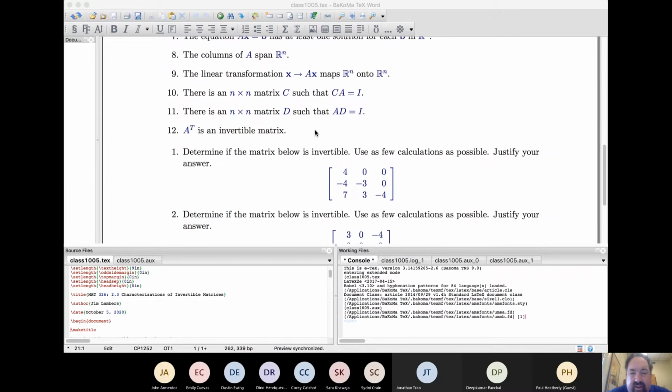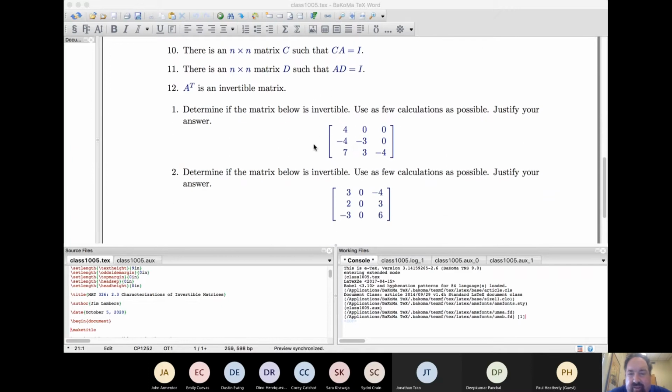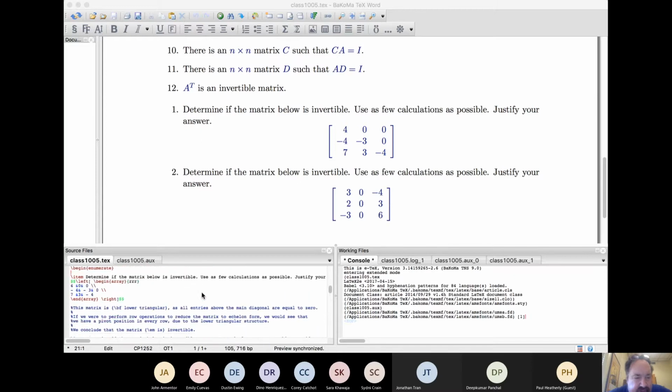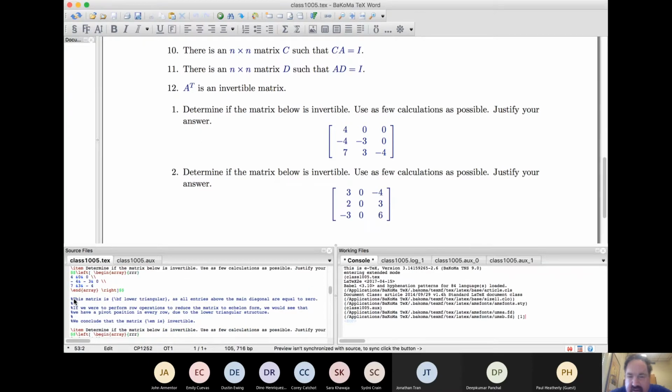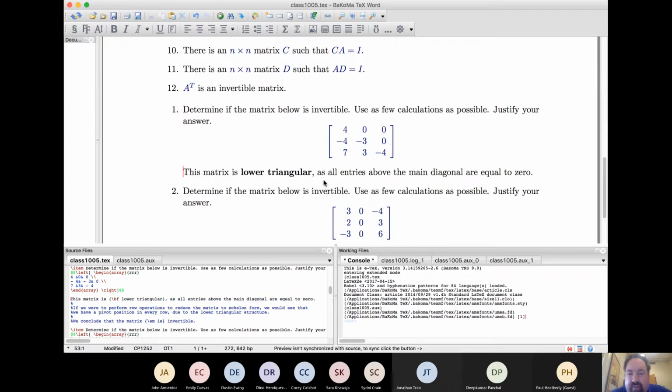Now, this first matrix has an interesting structure to it. But notice that we look at the main diagonal here, where we have a 4, -3, -4. All the entries above that main diagonal are 0. So we have a name for that kind of matrix. It is called a lower triangular matrix. Now, we've seen the opposite of this before.